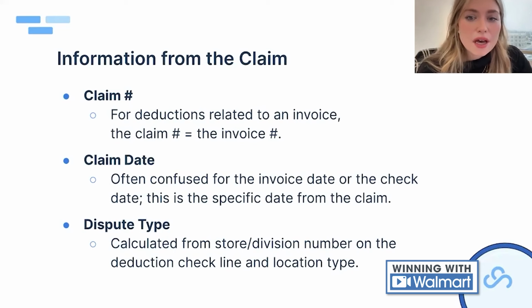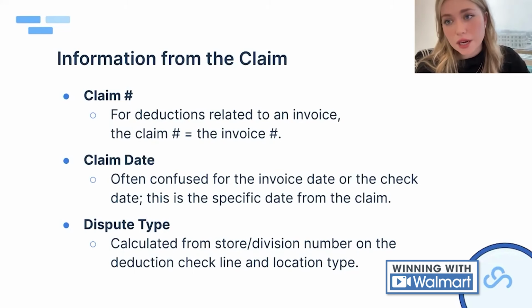Claim date. This is specifically the date from the claim. It's not the invoice date. It's not the check date. It is the date that you received the deduction. And so you should be able to see that in APIS. You'll see it in APIS. You'll see it whenever it comes across an APDP. The claim date is the date that you received the claim, not any of the other million dates that are out there.